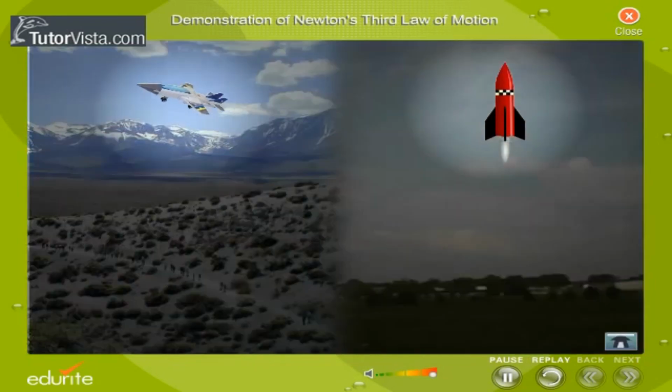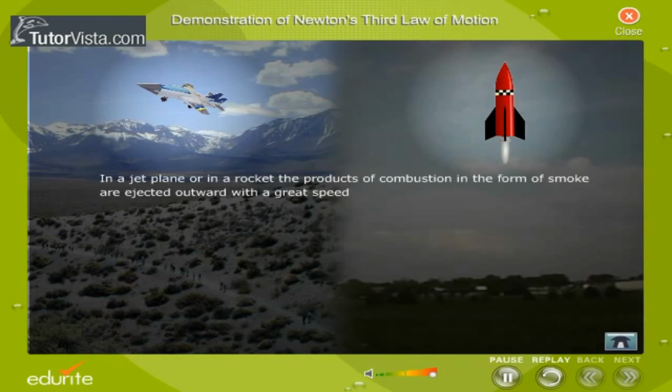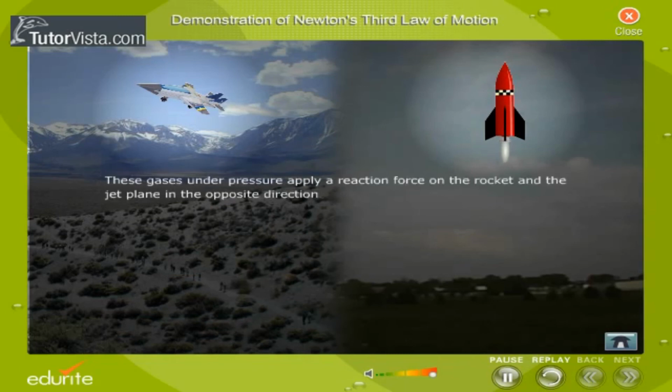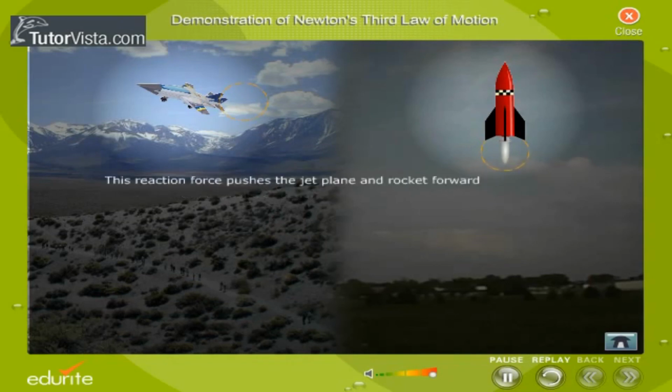Jet planes and rockets. In a jet plane or in a rocket, the products of combustion in the form of smoke are ejected outward with great speed. These gases under pressure apply a reaction force on the rocket and the jet plane in the opposite direction. This reaction force pushes the jet plane and rocket forward.